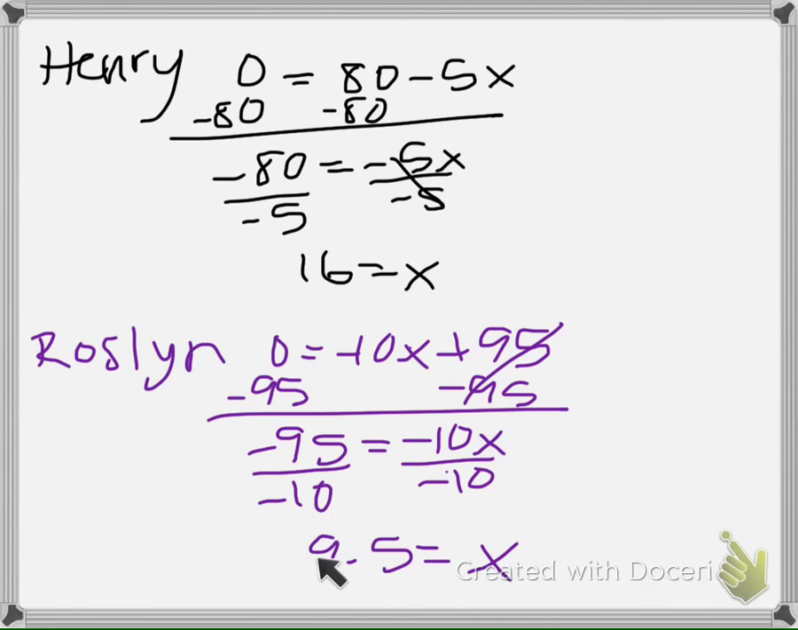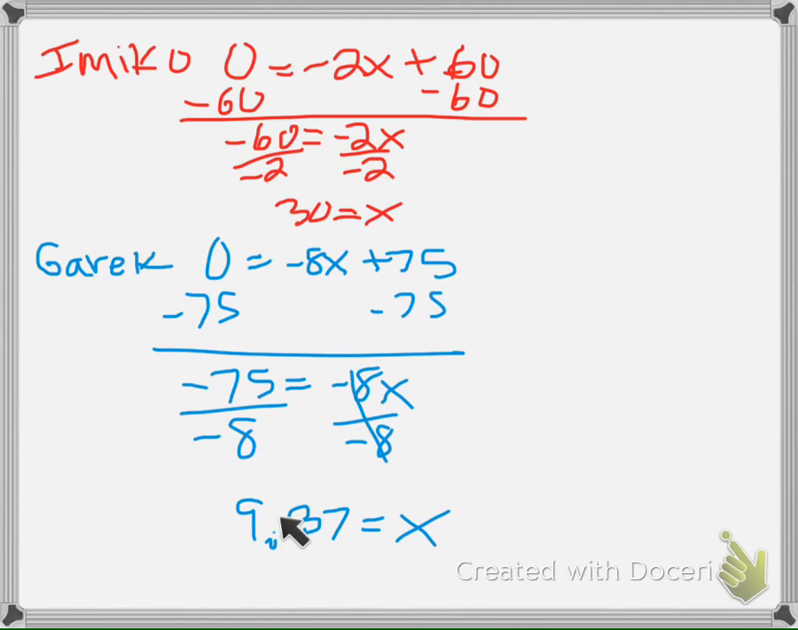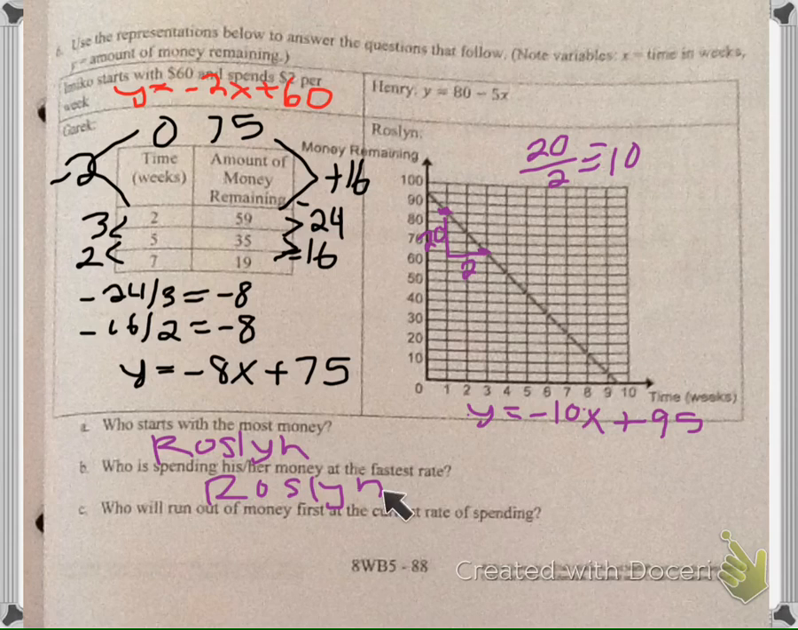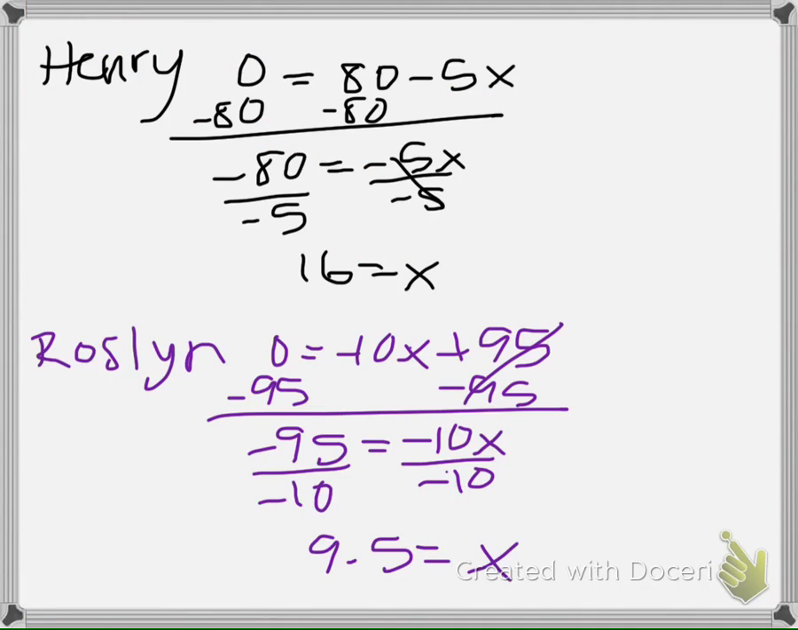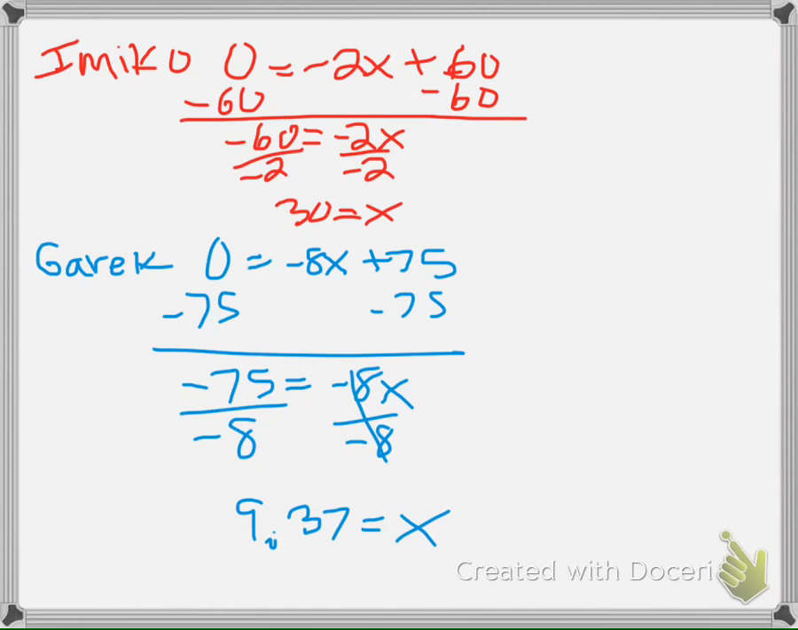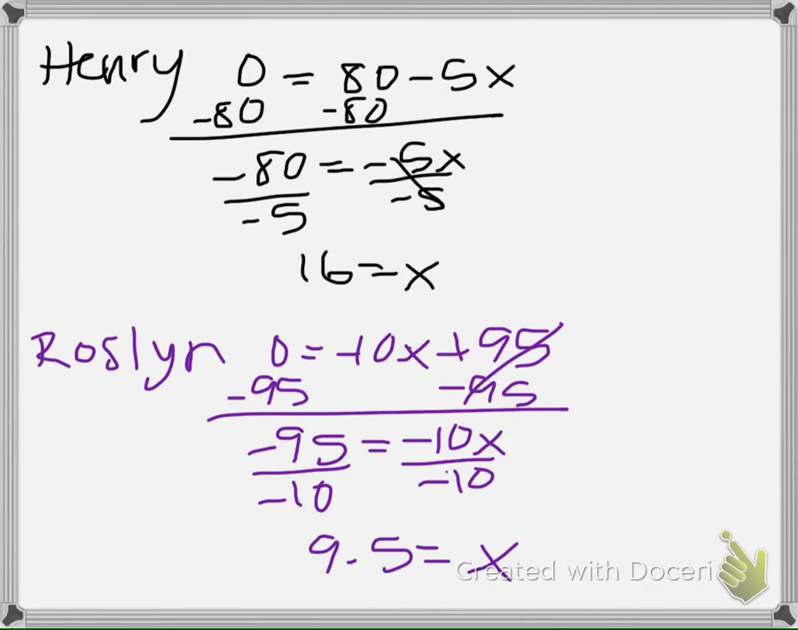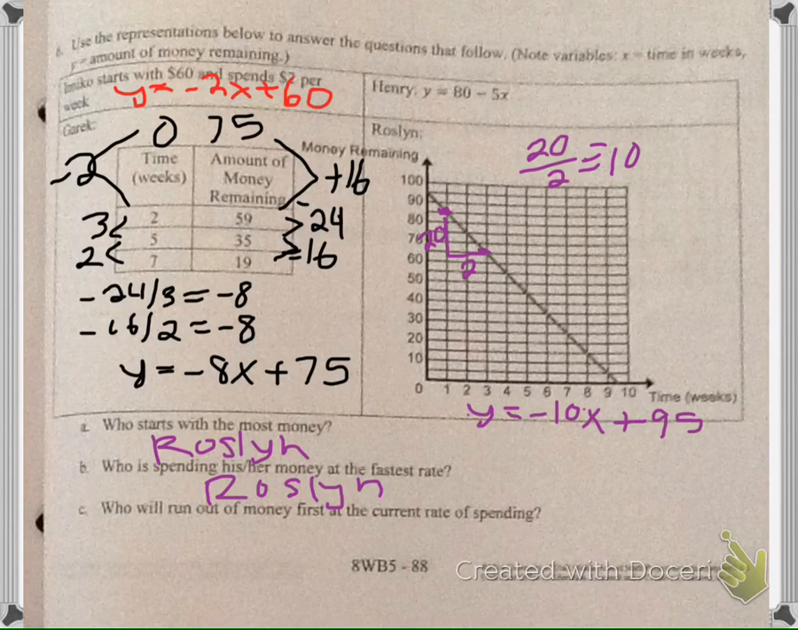Rosalind will spend all of her money in 9.5 weeks, Henry in 16 weeks, Garrick in 9.37 weeks, and then Emiko in 30 weeks. So it asked us who will run out of money first. And even though Rosalind is spending more money per week, she started with 95. And Garrick over here started with 75 and spending $8 a week. And it only takes him 9.3 weeks versus 9.5 weeks. So Garrick will lose all of his money first.